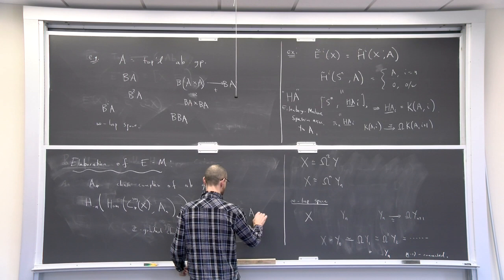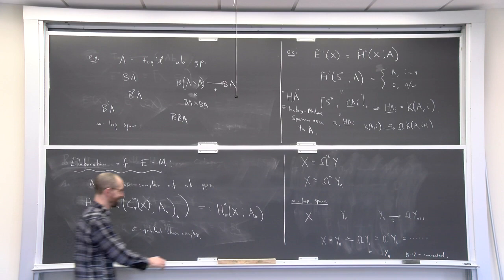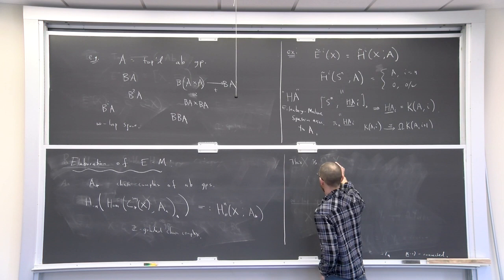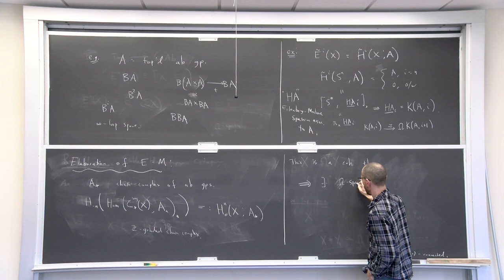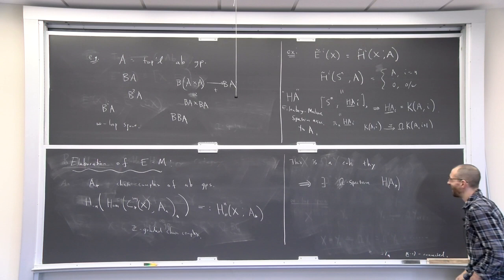Okay? And what you will find is that this is a cohomology theory. And that implies that it's represented by a spectrum, an omega spectrum, H A. So, I mean, it should be regarded like that. So that represents this cohomology theory.